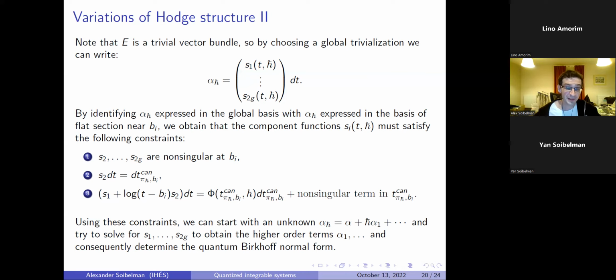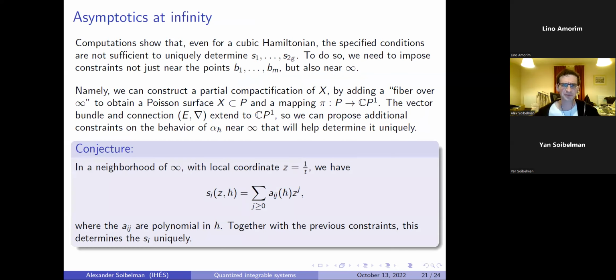So these are the constraints that are actually satisfied by the real canonical one form, but unfortunately just specifying these constraints is not enough to uniquely determine a section of this bundle E. So we've computed this out for just a simple example where it's a cubic Hamiltonian, like y squared is equal to something cubic in x. And even in this case, the constraints written on the previous page aren't enough.